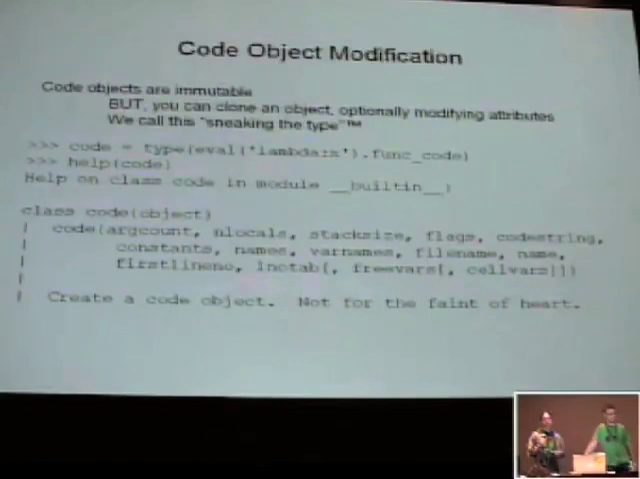And the code type, what we do is that blurb is just evaluating a lambda, which gives us a function and gets the func code object, takes the type, and then we use the constructor to pretty much clone the original code object with the same attributes, but we modify them, and then we have a new code object that we could assign wherever we want, and then call that, and that could be used for hooking, which will be discussed later.